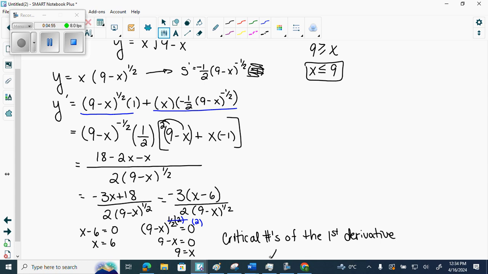Our x equals 9 and 6. We go to do our number line. Our number line: is it less than or equal to 9 or greater than or equal to 9?